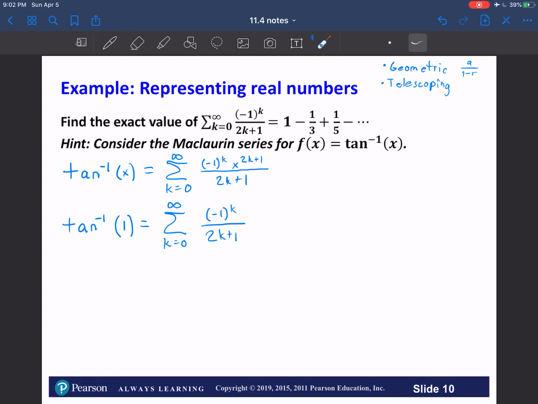And so, inverse tangent of 1, this thing, is equal to pi over 4, right? Because the angle that gives you a tangent of 1, tangent of what angle gives you 1, is pi over 4. And so, the concept here is that this infinite series is equal to pi over 4.